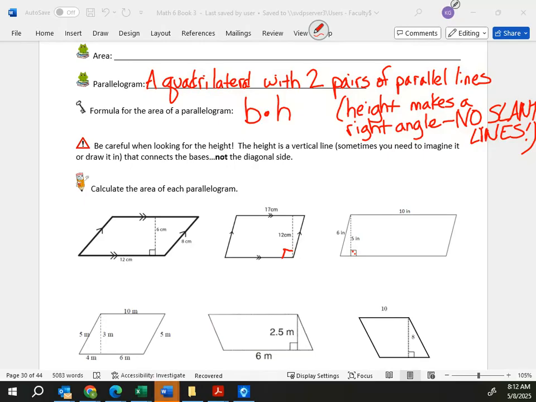It's really important, because I am repeating it over and over and stressing it, because every year I have kids that use the slant as their height. Don't do that. Don't fall for it. Cross off the slanty line when you're looking for your height. Cross it off so you don't use it. No slanty lines. Big to remember. Any questions on our parallelogram?